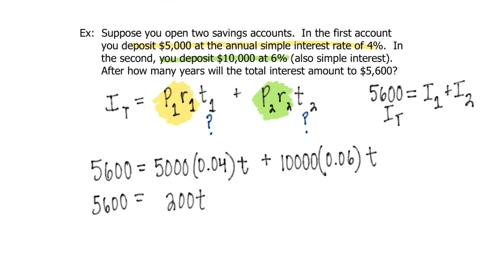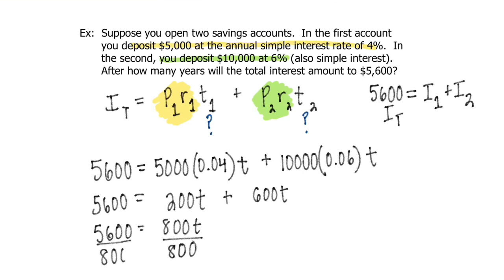So I'll do the first one for you. It's 200T. Go ahead and press pause if you need to. Multiply 10,000 times 0.06. You could do that in your head if you want. You could also use a calculator if you feel more comfortable using a calculator. You get 600T. And then 5,600 equals 800T. Divide both sides by 800.